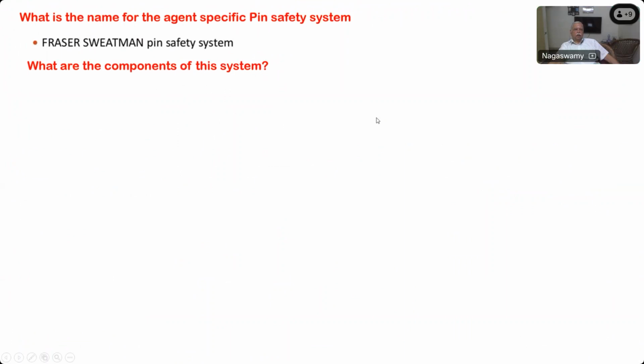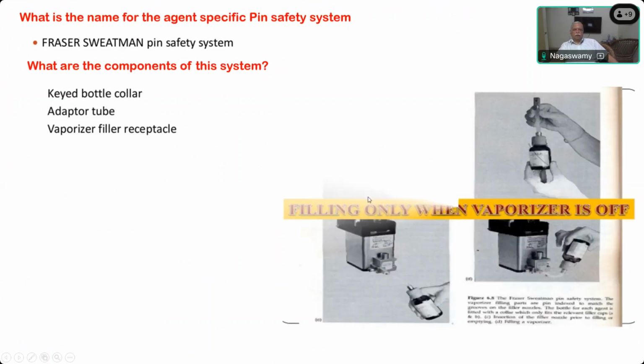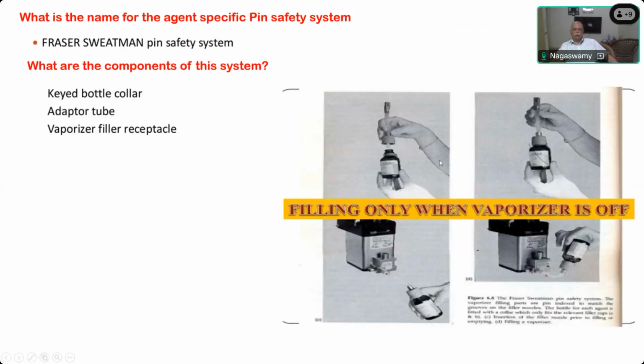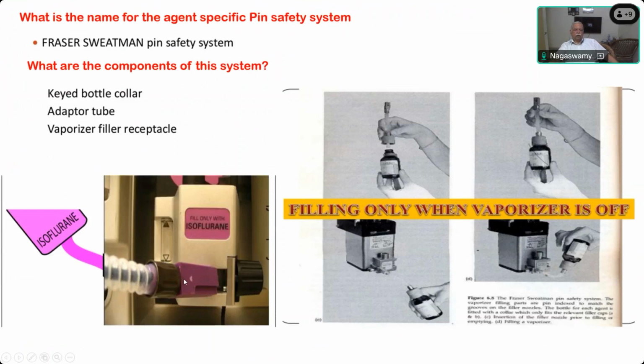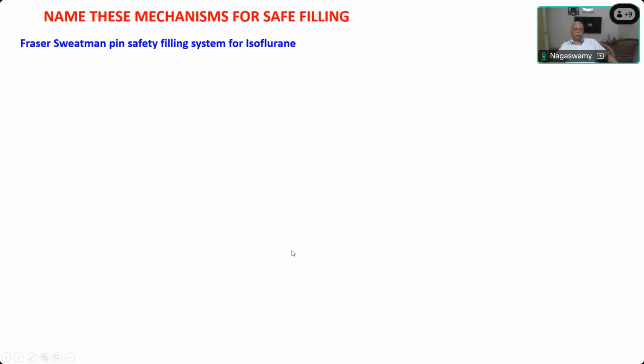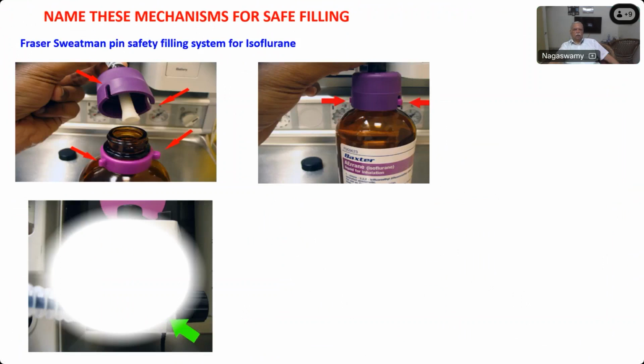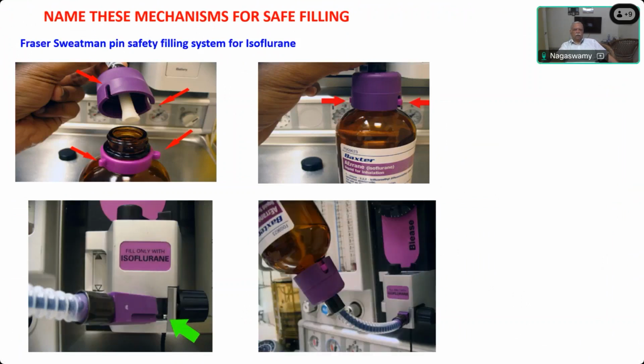Okay. And the components are a keyed bottle collar, adapter tube, and vaporizer filler receptacle. So this is how you fix that. Put it inside and then tightly close it, then insert that pin into the slot here and then invert the bottle. Then it will automatically start filling. This is the way of filling with the pin safety system, or Fraser-Sweatman pin safety system. And this is a close-up view of how it goes into the slot and then gets the filling done. And these mechanisms are the same thing in a closer picture. So how we do all these steps.